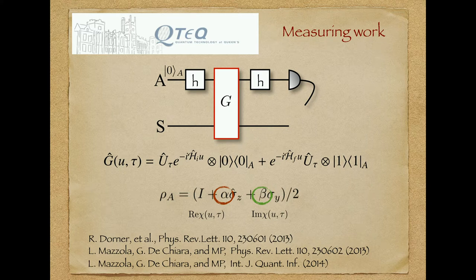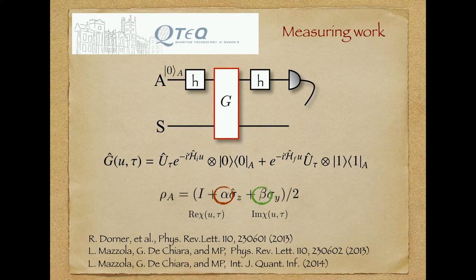So let's have a look at what G is, and I'm writing explicitly the fact that G depends in general on the time tau, the time of my evolution, and on the variable u, the argument in my characteristic function, right? This is the conjugate variable to work. So let's have a look at what G does.